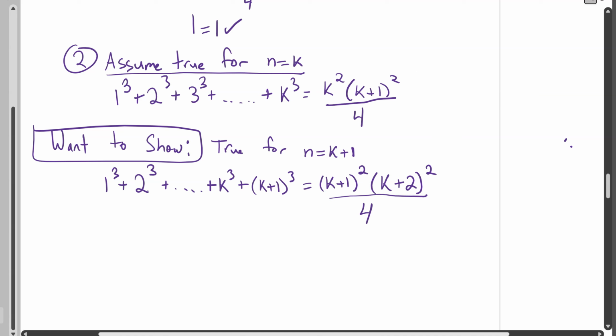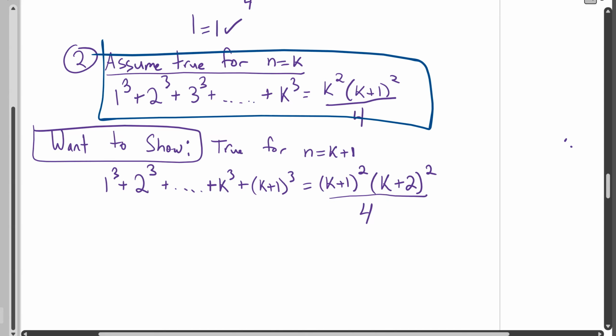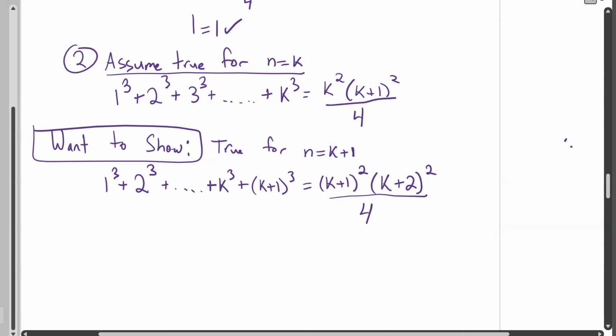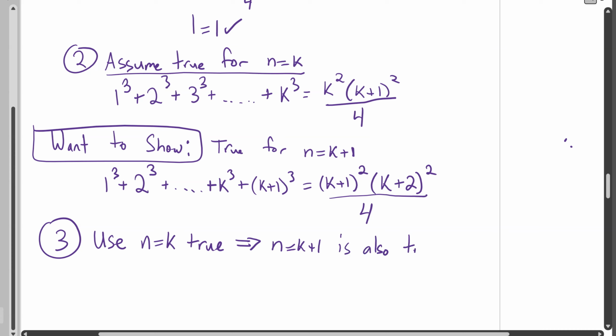So in order to do that, I'm going to somehow algebraically manipulate this right here to get it to look like that right there. So this is our induction step now, right? The step that's going to change for all of these because the algebra is going to look a little different. We're going to use n equals k being true to imply that n equals k plus 1 is also true. That's my goal here.